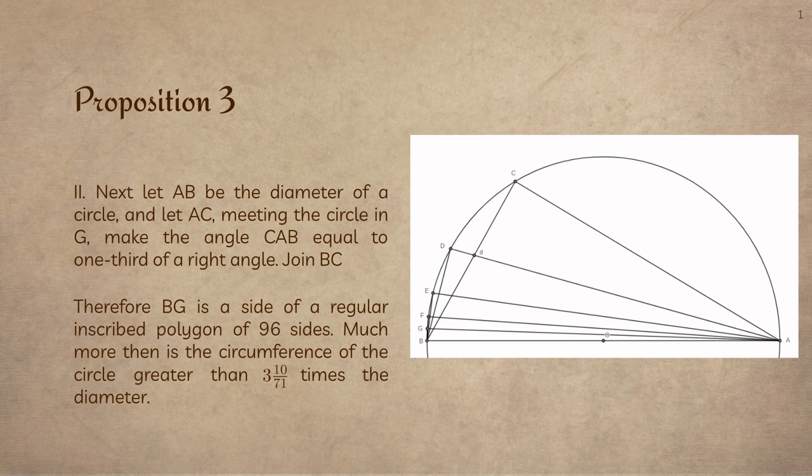He then says, therefore, BG is a side of a regular inscribed polygon of 96 sides. Much more than is the circumference of the circle greater than 3 10/71 times the diameter. So again, he takes this math, and he provides this upper and lower bound by doing polygons.